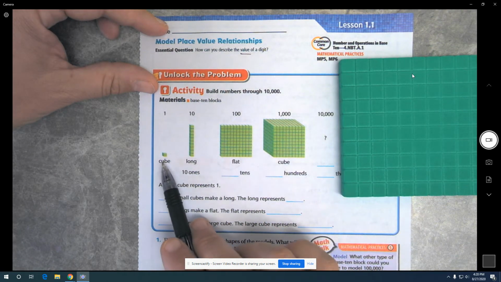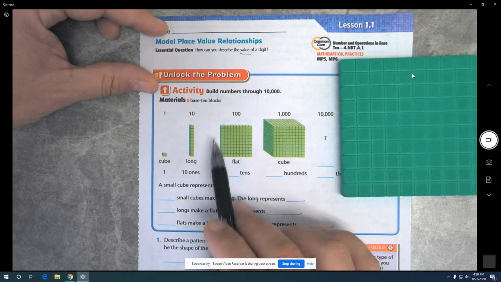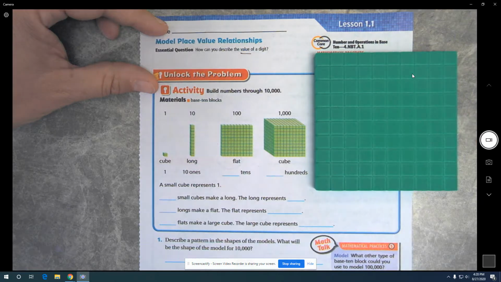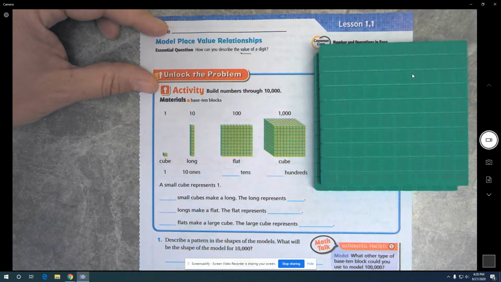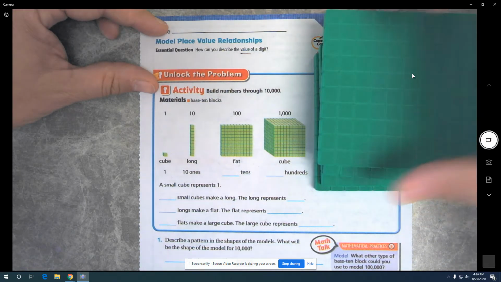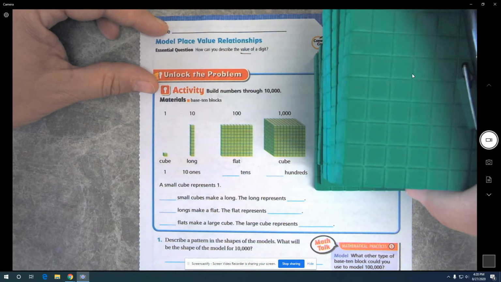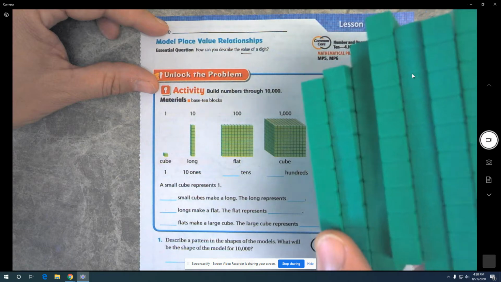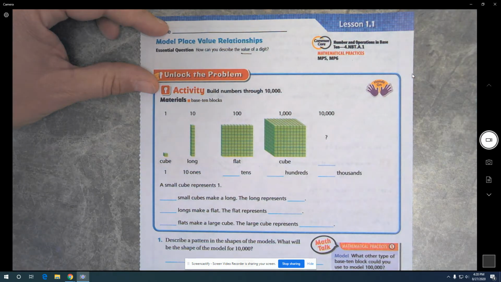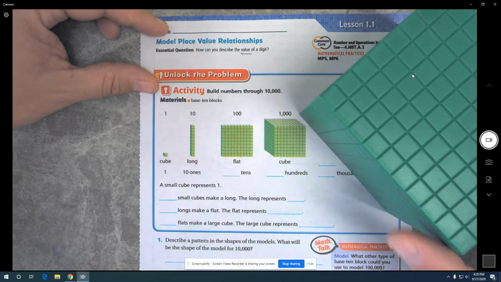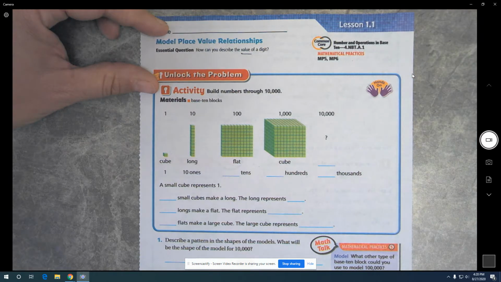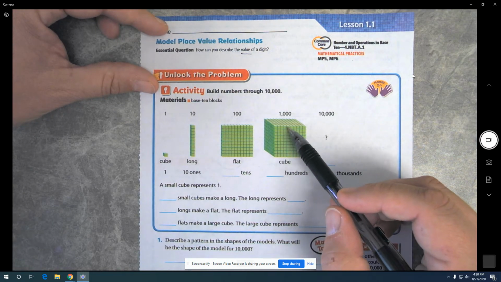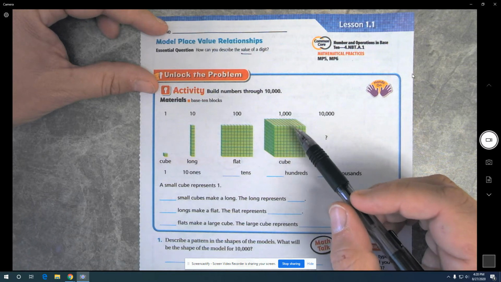So we have a cube, a long, a flat, and then if we have 10 of these, so this is 100, and then 200 and 300 and 400, and if we had a total of 900 and then another, to make 10, we'd have this big cube. The camera's harder to see. We'd have this big, massive version, which would be worth not 100 or 200, 300 or 400. It'd be worth 10 hundreds, which is worth 1,000.